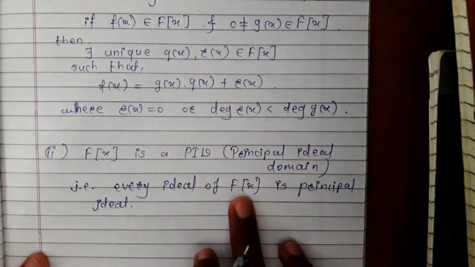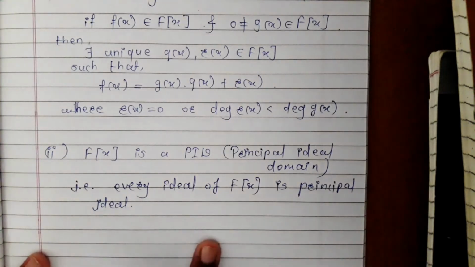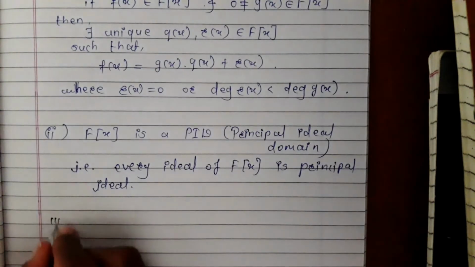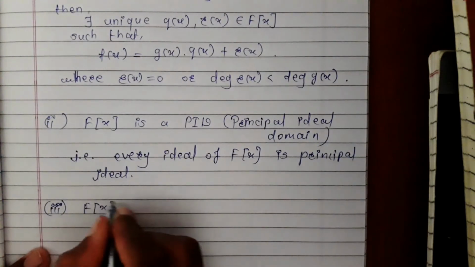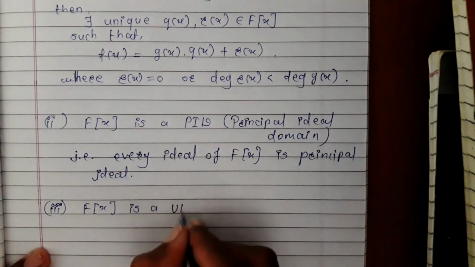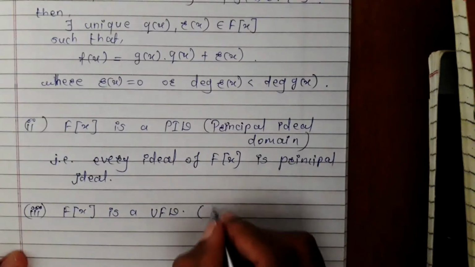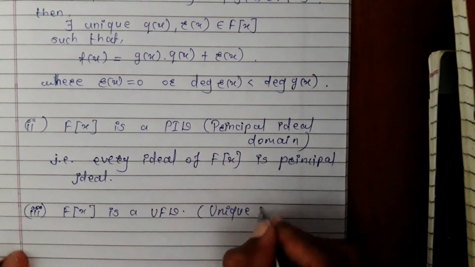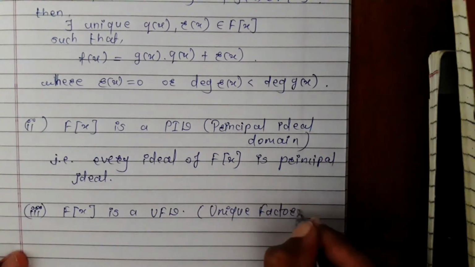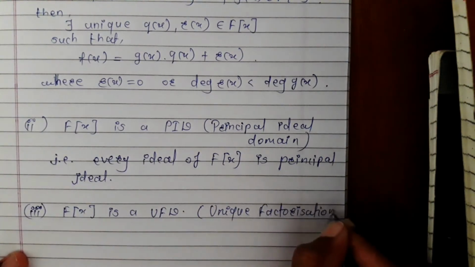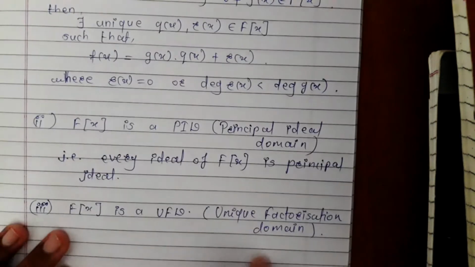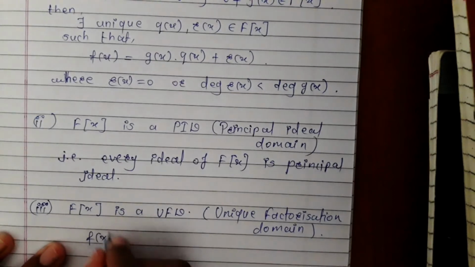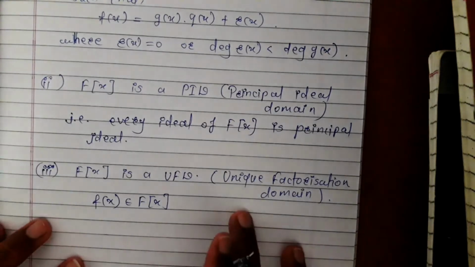Every ideal of the polynomial ring F[x] is a principal ideal. The next property is that the polynomial ring F[x] is a UFD. UFD means unique factorization domain. That is, every polynomial f(x) belonging to the polynomial ring F[x] can be uniquely factored.